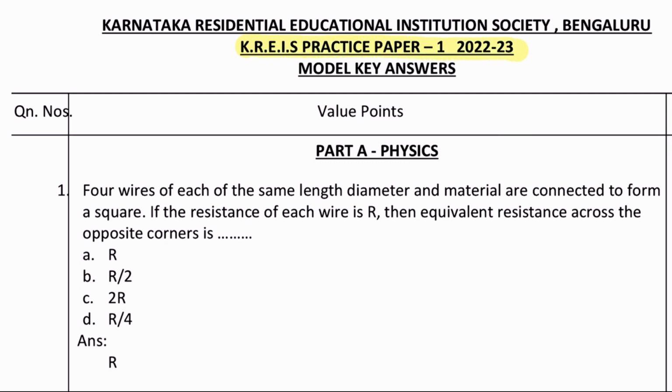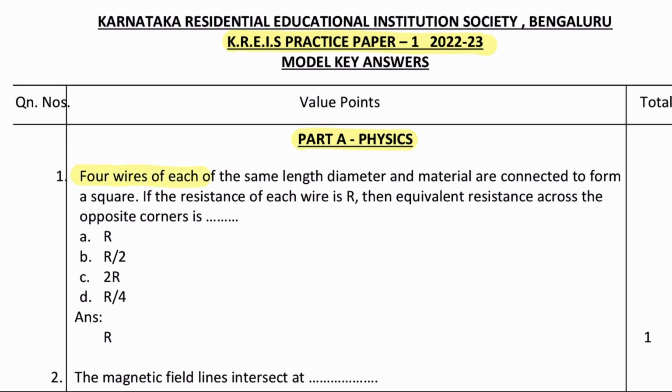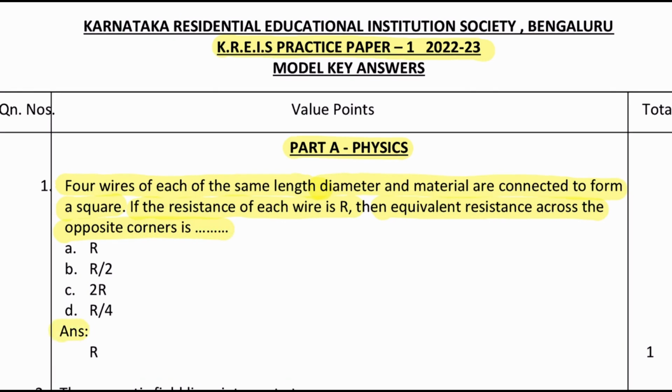Okay, let's start. Part A, Physics. First one, 4 wires of the same length, diameter and material are connected to form a square. If the resistance of each wire is R, then the equivalent resistance across the opposite corner is. Answer is R, which is A.